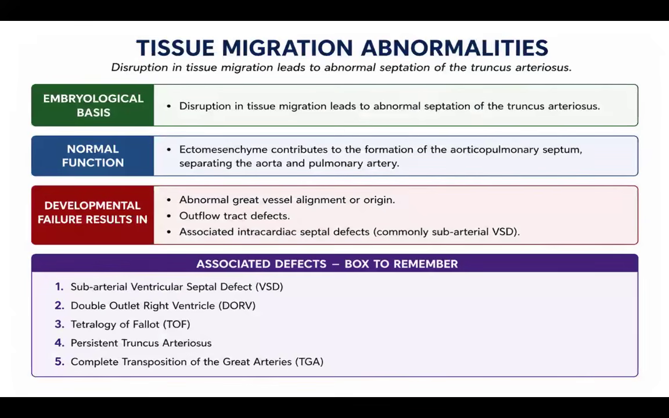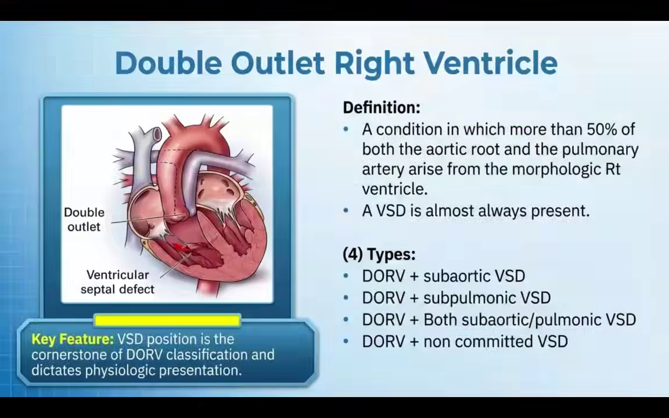Okay, so we're going to break down each one. I believe I'll start with double outlet first. But with the tissue migration, there's just a disruption that happens with those tissues, and it led to an abnormal separation of that truncus. And so let's take a closer look into this here.